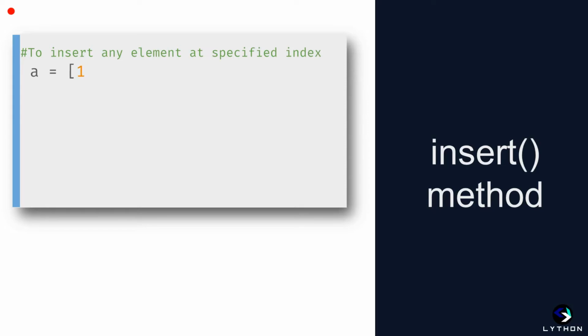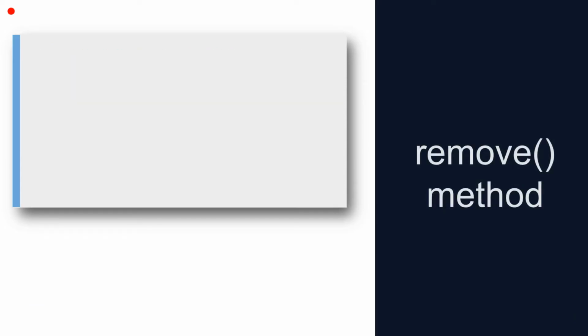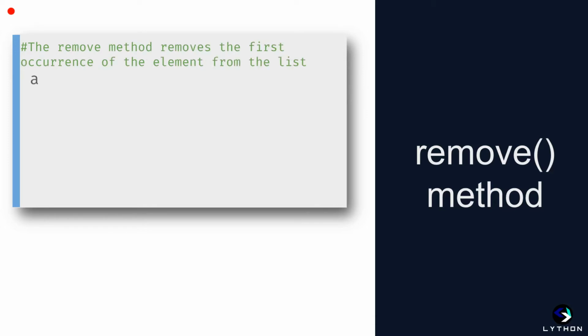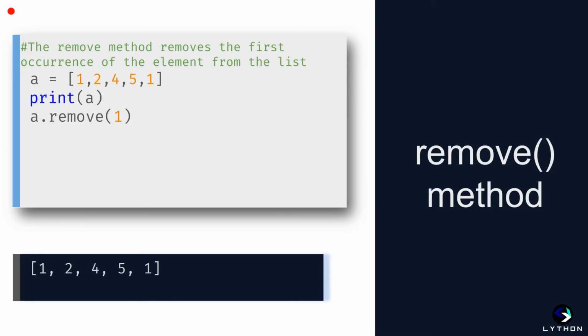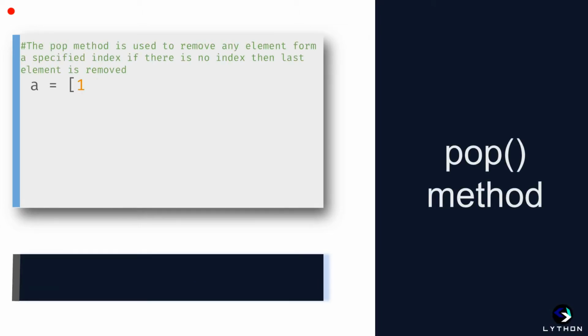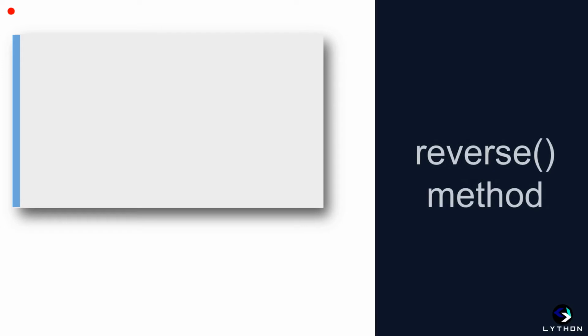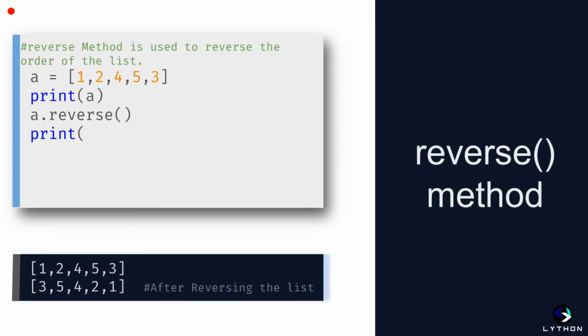The insert method adds an element at a specified index. Remove method. The remove method removes an element passed as a parameter from the list at its first occurrence. The pop method removes an element at a given index. If index is not specified, then it removes the last element by default. Reverse method. The reverse method reverses the order of the list.